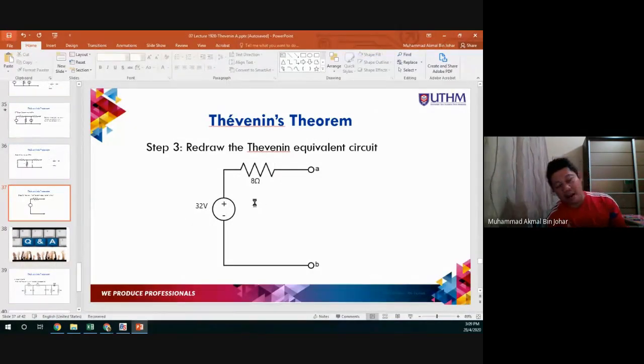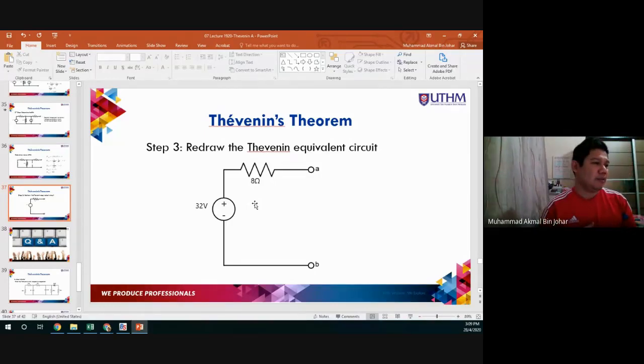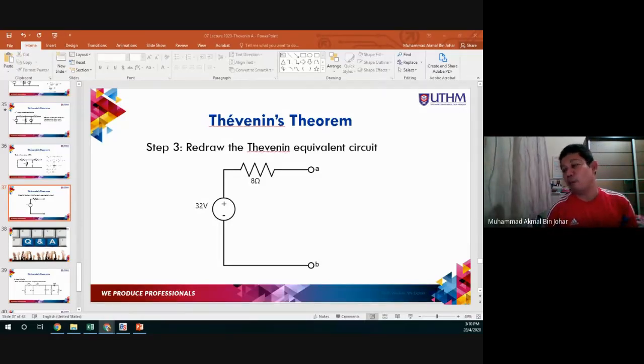Saya lukiskannya di dalam using Visio. So Visio saya boleh edit balik, tak ada masalah. Easily. Okay. Ada soalan? Just throw in Slido, saya boleh tengok satu-satu. Ada soalan? Lapar doktor. Lapar saya tak boleh tolong. Kan? Lapar saya tak mampu nak membantunya.